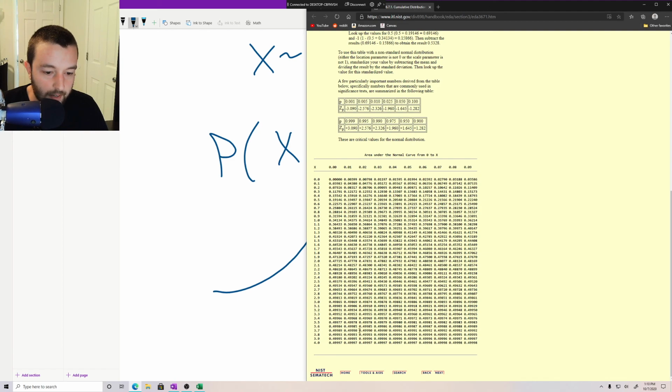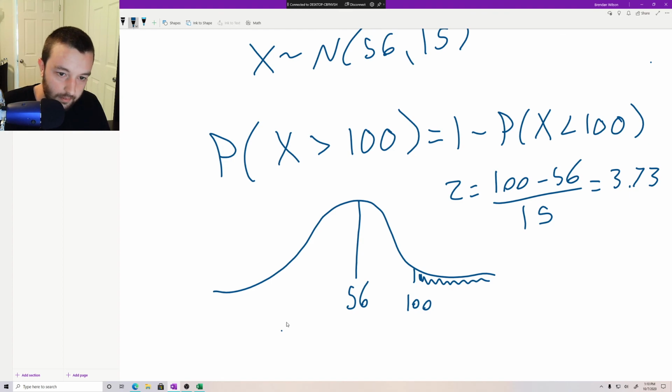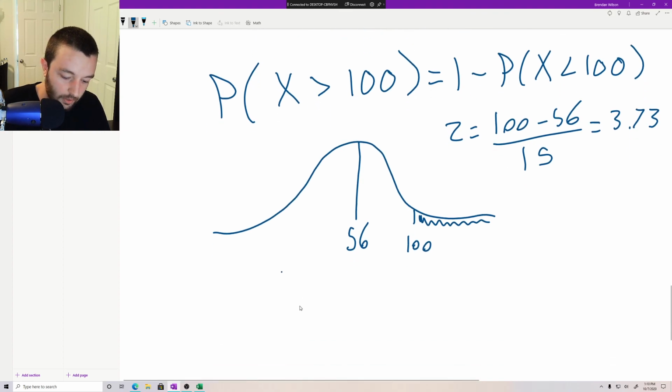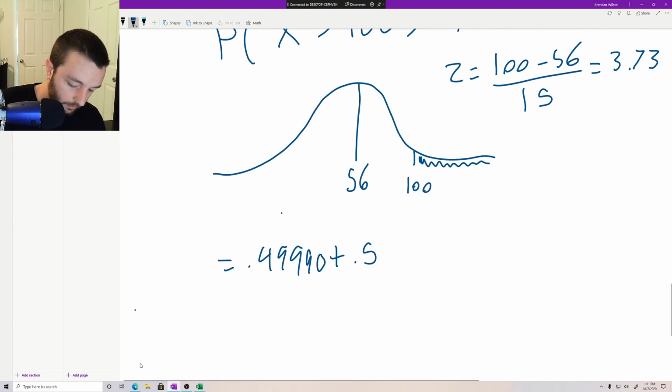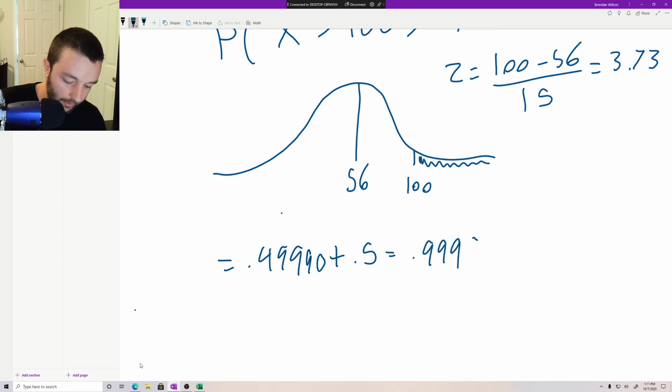We can go to 3.73, which is right here, 0.49990. So it's equal to 0.4999, was there 3 nines or 2? 3. And then we've got to add 0.5 to it. So we get 0.99990.